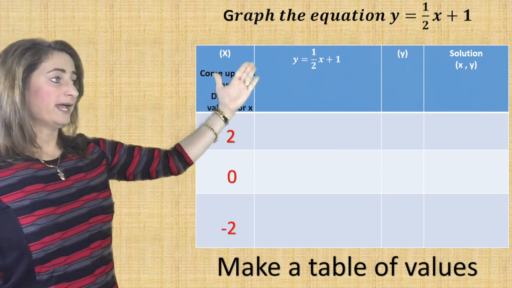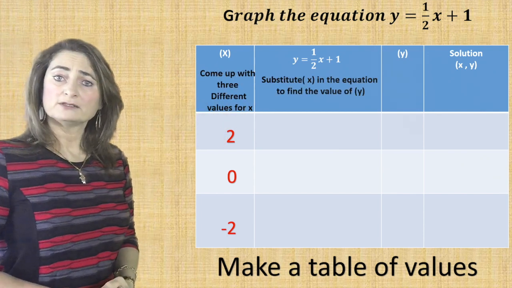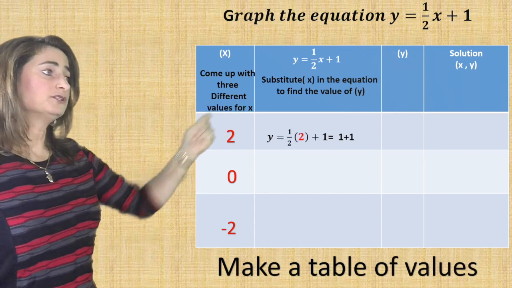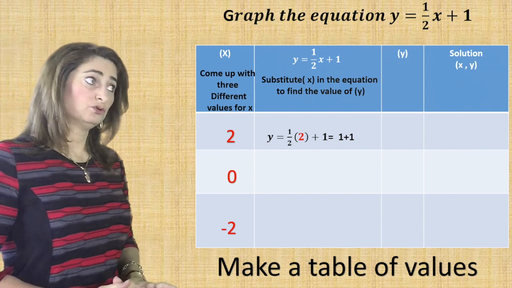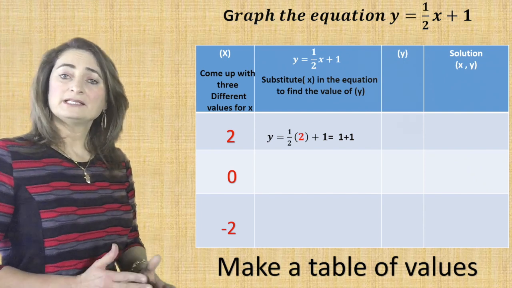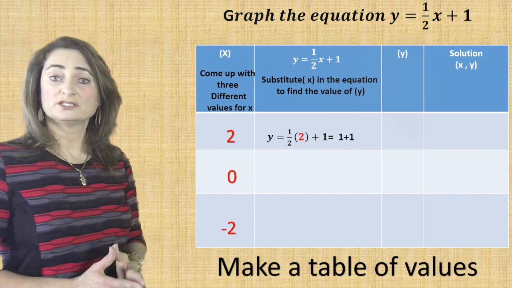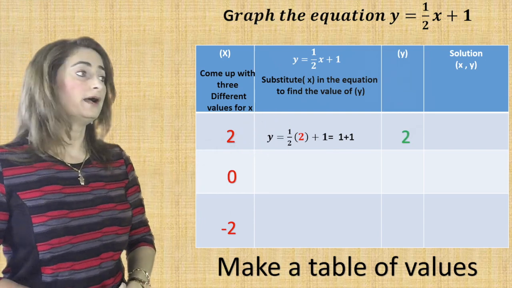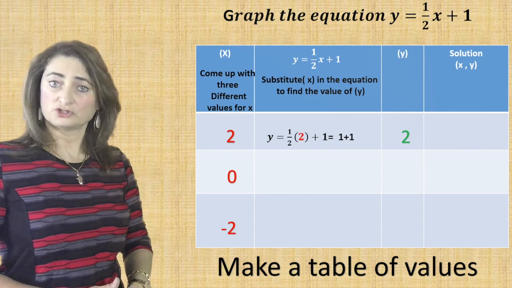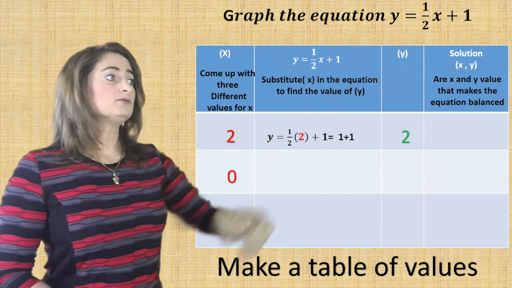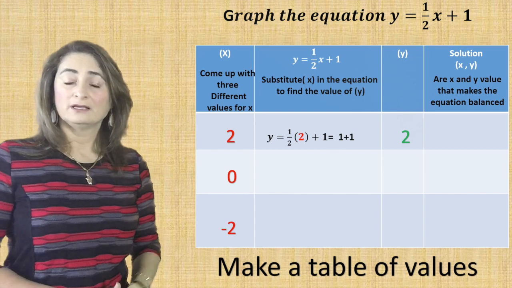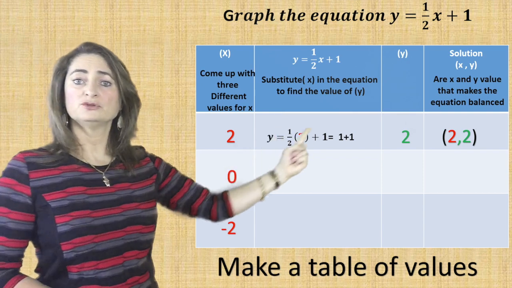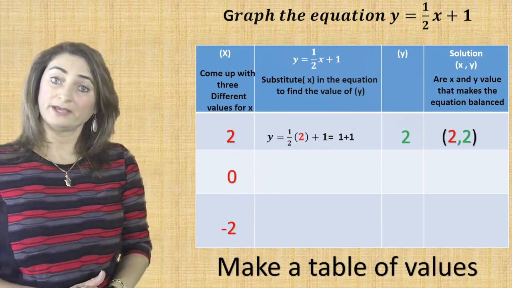Now substitute x in the equation to find the value of y. The first value of x is 2. In the equation, y equals half times 2 plus 1, because I replaced x with the value of x, which is 2. Now half times 2 is 1, and 1 plus 1 is 2. So y equals 2 when x equals 2. Solutions are the x and y values that make the equation balanced. And what made the equation balanced or true? X is 2, y is 2, so the solution is 2, 2 as an ordered pair.